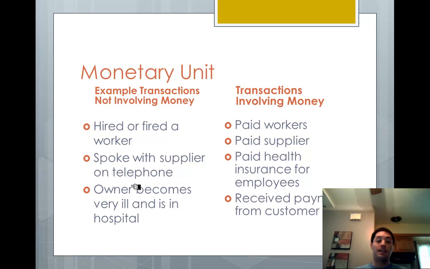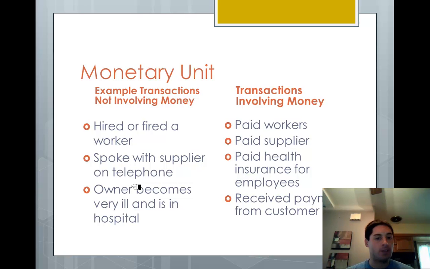The owner becomes sick. That's not good for the business, but you can't attach a price tag. When Steve Jobs was really ill recently, before he passed, he was very sick, battling cancer. Although that probably wasn't good for Apple, perhaps maybe they lost some sales because he wasn't around and he was sick. That's not quantifiable, so that cannot be recorded in the financial statements.